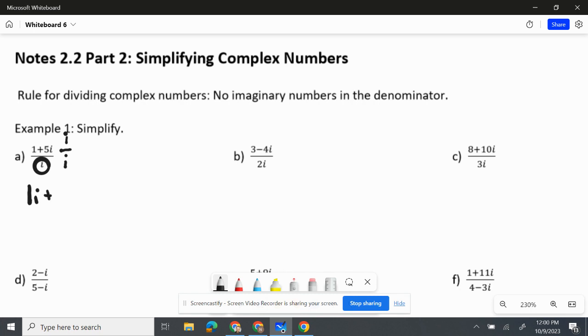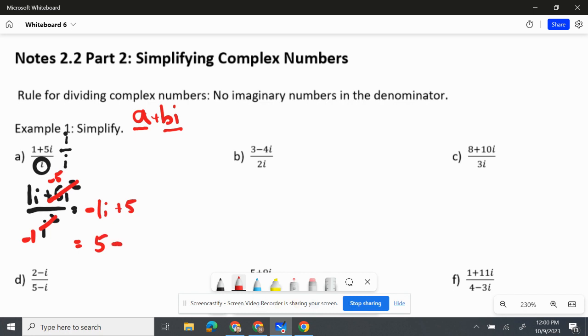5I times I is 5I squared. I times I is I squared. I squared we know is -1, so this is -5. This is -1. So that 1I divided by -1 is -1I, and -5 divided by -1 is a +5. I'm going to write it in A plus BI form, which is the standard form. We put our real number first, our imaginary number second. So our answer is going to be 5 minus I.